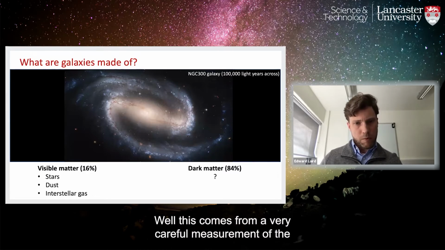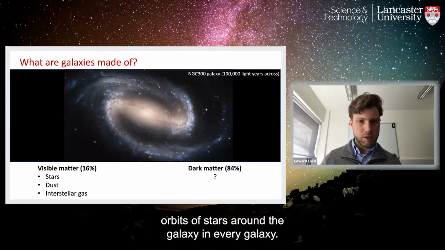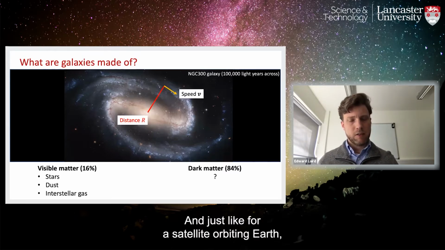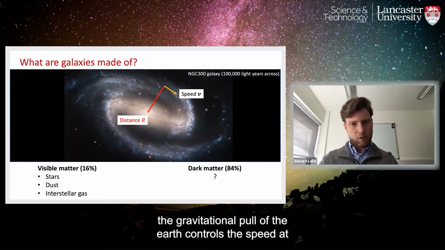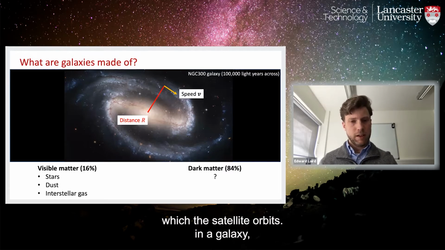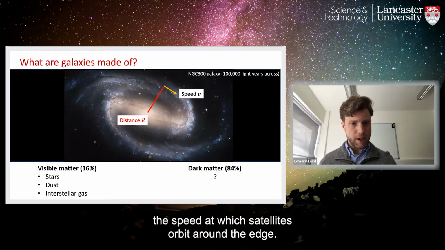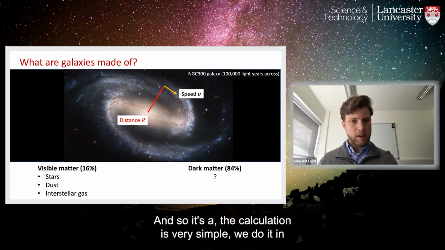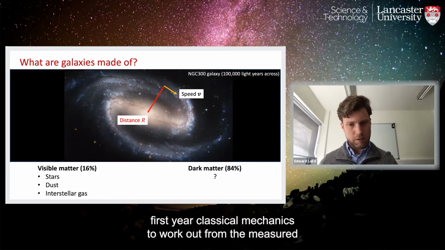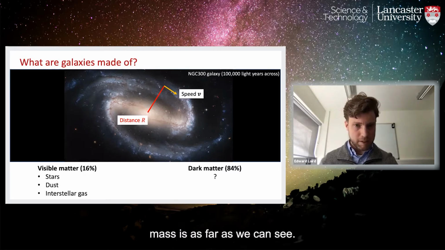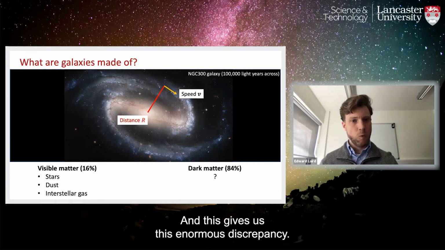Well, this comes from a very careful measurement of the orbits of stars around a galaxy. In every galaxy, the stars are moving, of course, orbiting around the center of the galaxy. Just like for a satellite orbiting Earth, the gravitational pull of the Earth controls the speed at which the satellite orbits. In a galaxy, the gravitational pull of the inside of the galaxy controls the speed at which stars orbit around the edge. The calculation is fairly simple. We do it in first year classical mechanics to work out from the measured speed what the mass ought to be, and compare it with what the mass is, as far as we can see. And this gives us this enormous discrepancy.